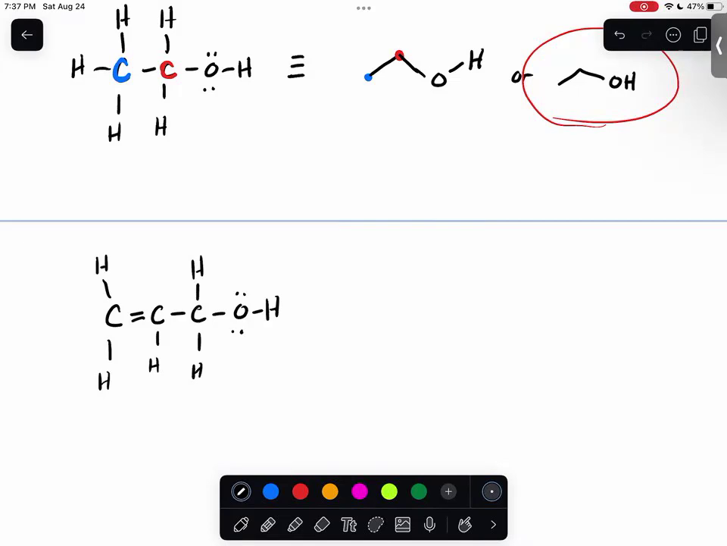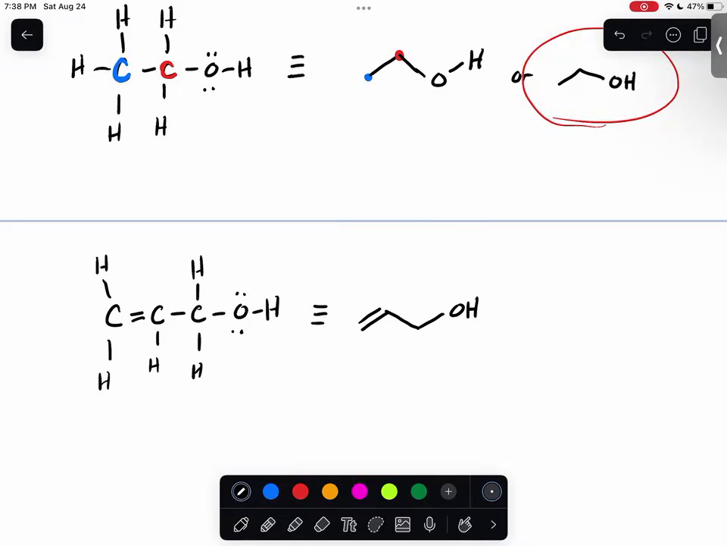So if we wanted to convert this into a bond line structure, we would start from that carbon on the left, and we see that we have that carbon, and it is double bonded to the second carbon. That second carbon is then single bonded to another carbon, which is single bonded to an oxygen, and we have to show the hydrogen on that oxygen. So this would be the bond line structure here.